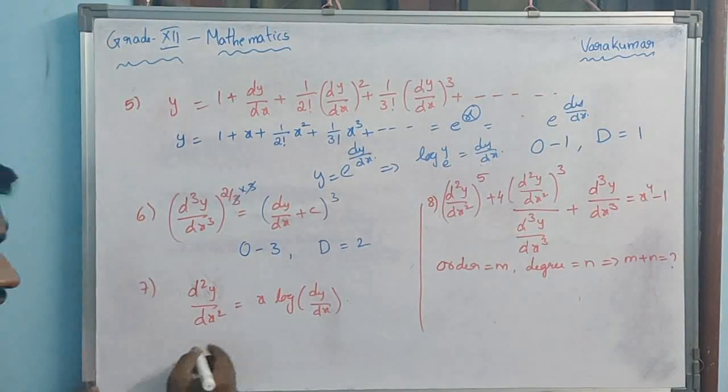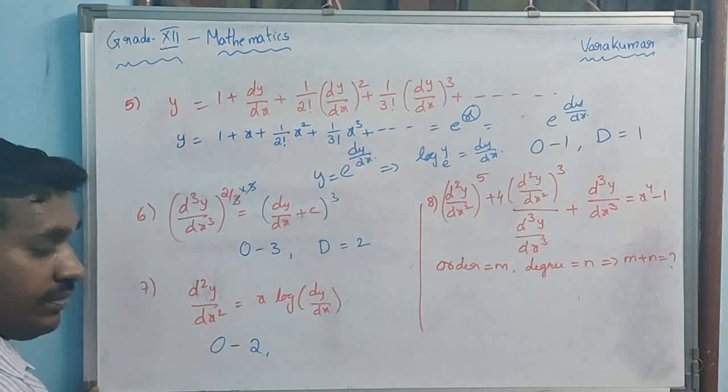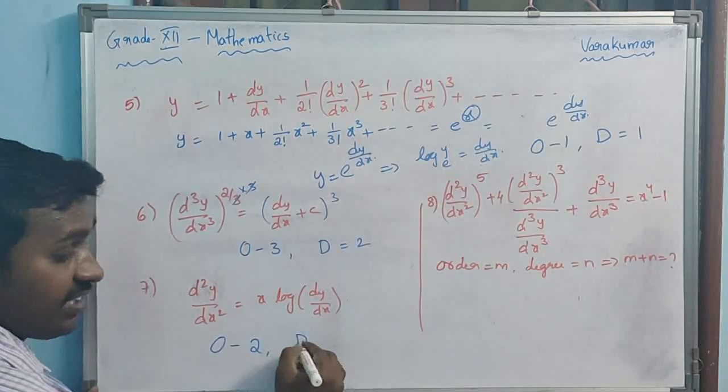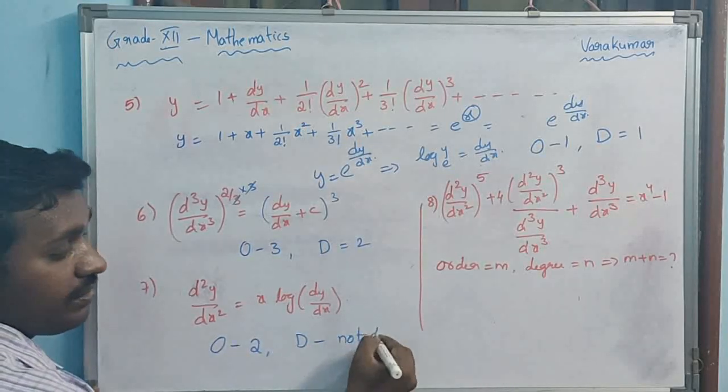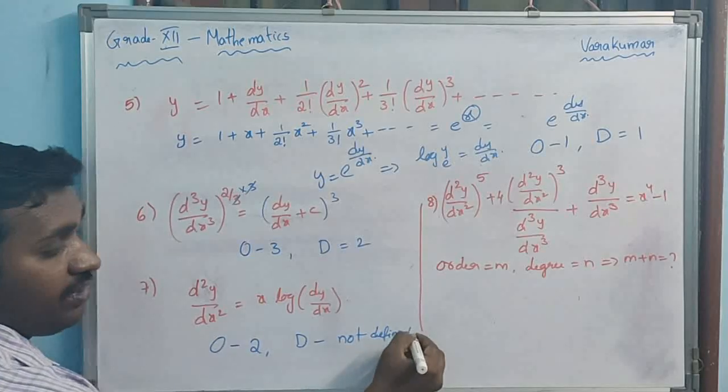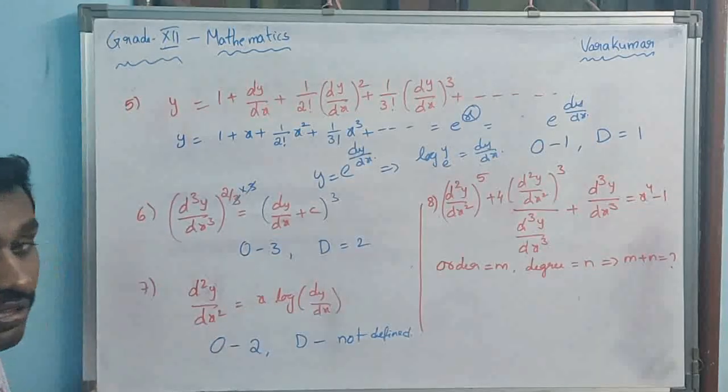Next one. Here the order is 2. Then degree? Degree is not defined, because it is in terms of log.